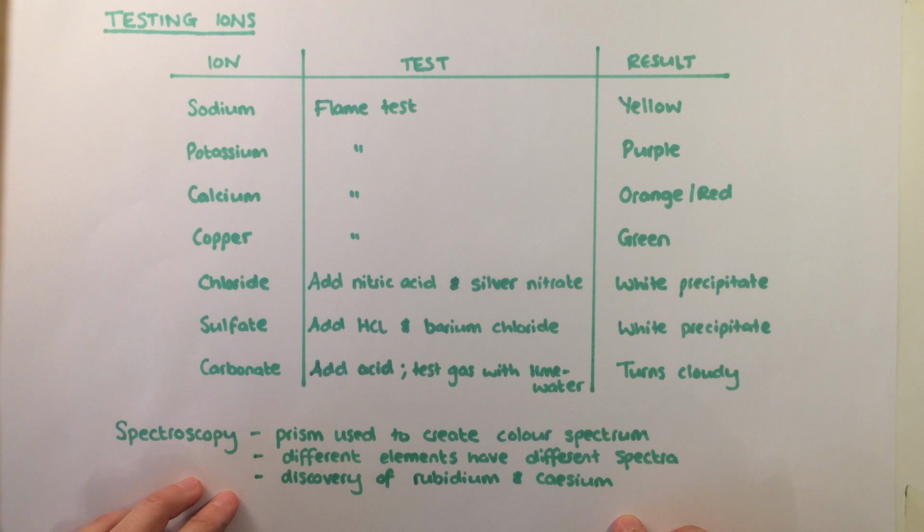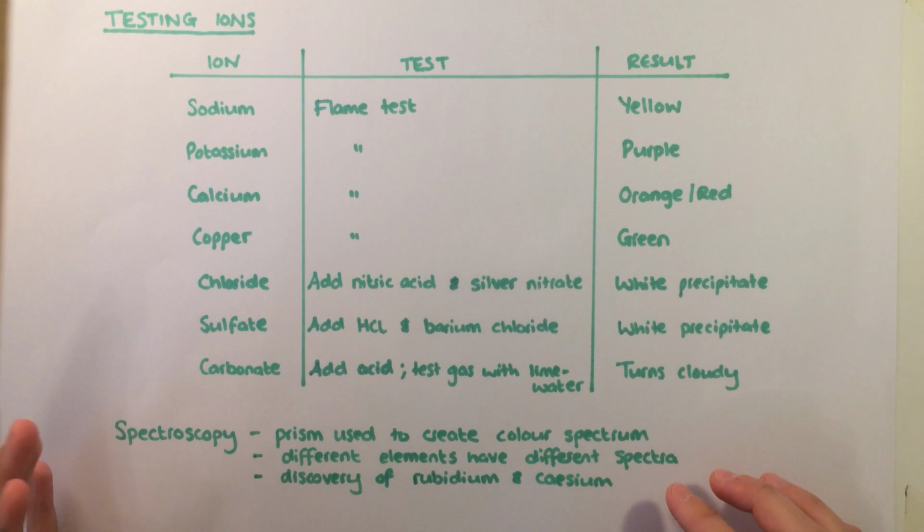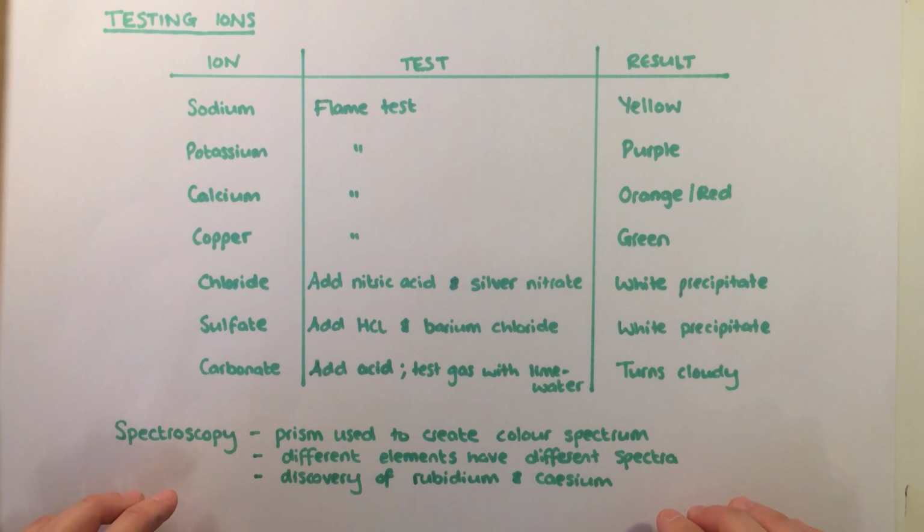Scientists also use spectroscopy to identify different elements. This is a method which separates light into a colour spectrum using a prism. Every element produces a different colour spectrum, and this was the method that was used to discover rubidium and cesium.